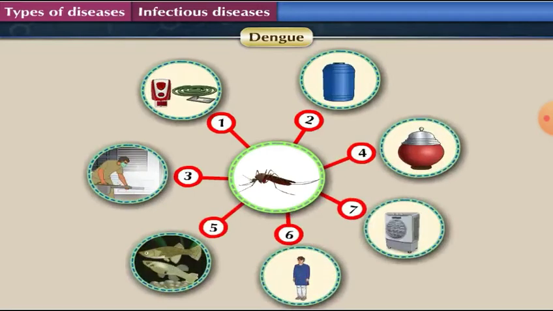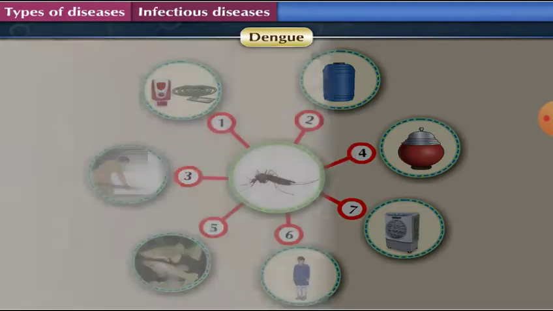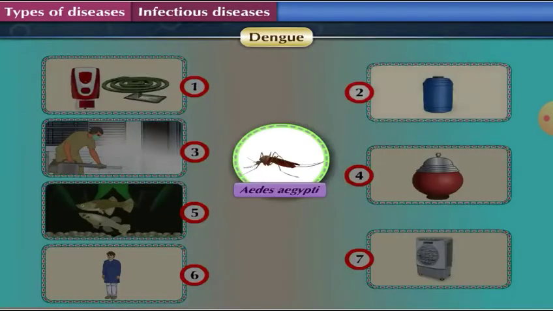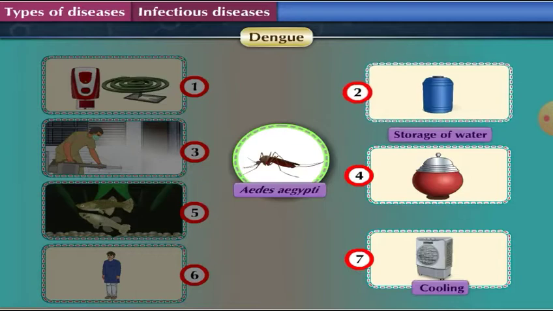Look at these pictures. Can you sort them as reasons and preventive measures of dengue? Yes. Images 2, 4, and 7 are images of articles which we use in our household for the storage of water and for cooling. Stagnant water present in and around them may give a suitable environment to Aedes mosquitoes to breed. Therefore, these images are the reasons for the occurrence of the disease.